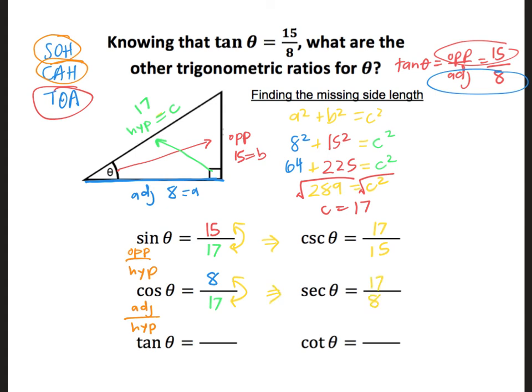And my last one, tangent, they actually gave that one to us to start. But again, remember, tangent is opposite over adjacent. And now if we did our work right, we'll get exactly what we started with. Our opposite is 15. Our adjacent is 8, which is great. And then we can flip it to find cotangent, and we get 8 over 15 as our final answer.